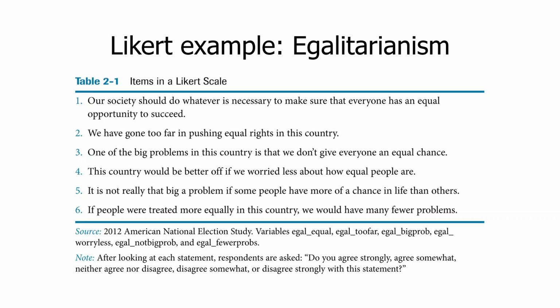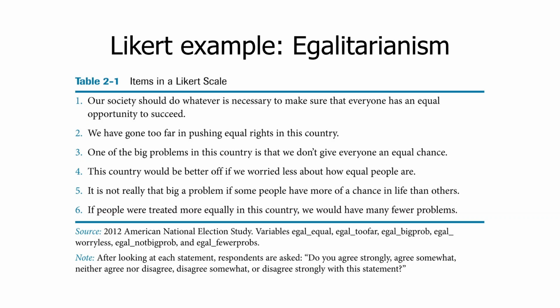It says, after looking at each statement, respondents are asked, do you agree strongly, agree somewhat, neither agree nor disagree, disagree somewhat, or disagree strongly with this statement? So you can see it's like a 5-item ordinal measure, in this case, of degrees of agreement and disagreement. They're coded from 1 to 5 on these values. So these are ordinal values.